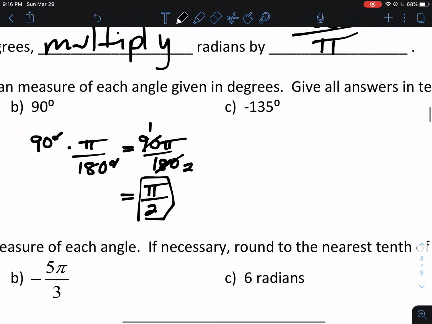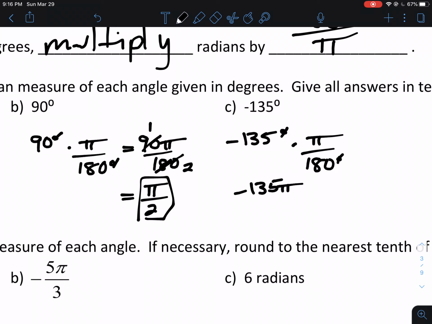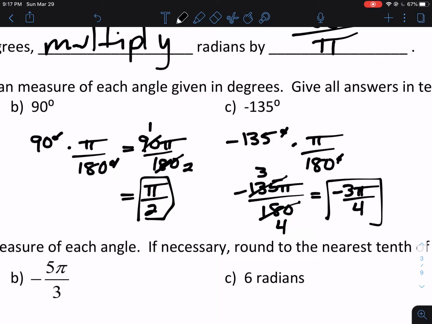Okay. For C, we just have a negative angle measure here, but we'll do the exact same procedure. So negative 135 degrees multiplied by pi over 180 degrees. Again, degrees will cancel. And that's an easy way to check yourself too as you're working through these. So then you end up with negative 135 pi over 180. This one you might have to simplify in a couple of steps. Turns out the largest thing you can divide each of those by is 45. So negative 135 divided by 45 ends up being 3. 180 divided by 45 is 4. So your simplified answer would be negative 3 pi over 4.